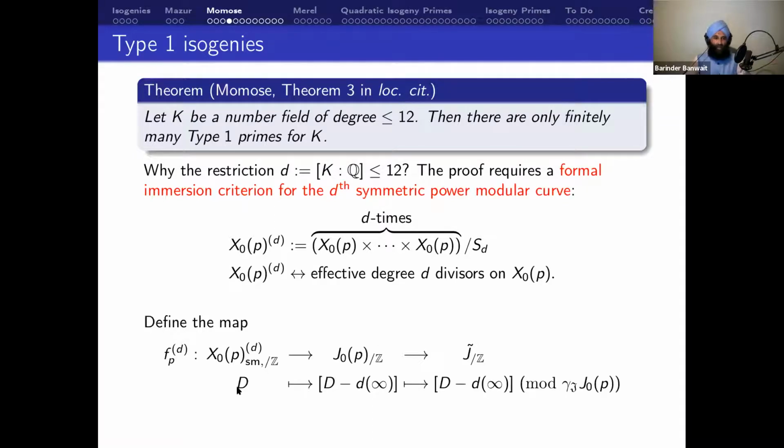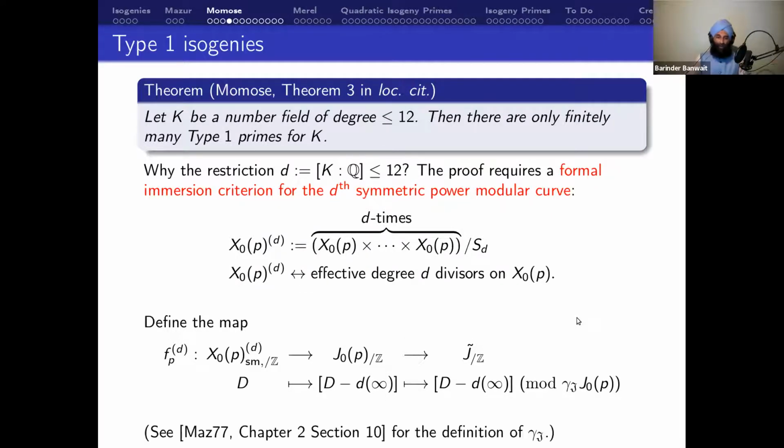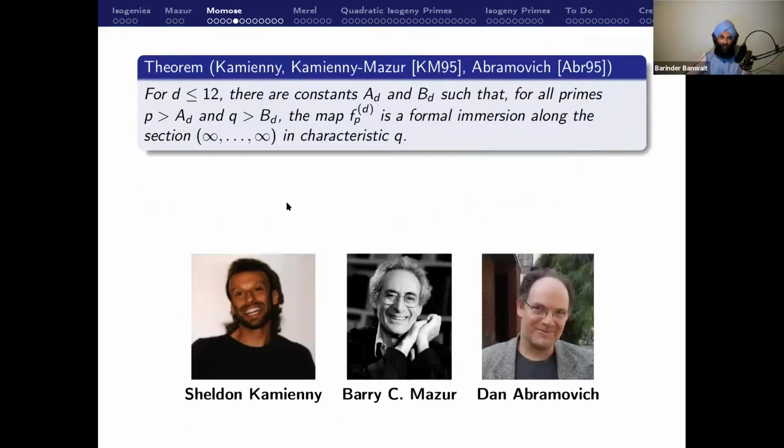This is where you take a divisor D and you map it to the linear equivalence class of D minus d times infinity. And then again, you project that down to the Eisenstein quotient. Strictly speaking, you're reading modulo a certain abelian subvariety, which I'm not going to get into the details of here. But what is this formal immersion criterion? It's this one. And this is where the degree at most 12 restriction comes in.